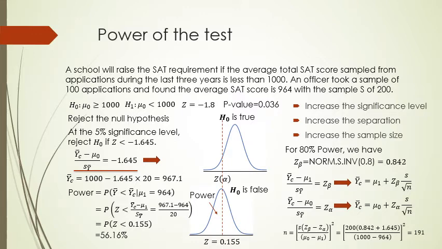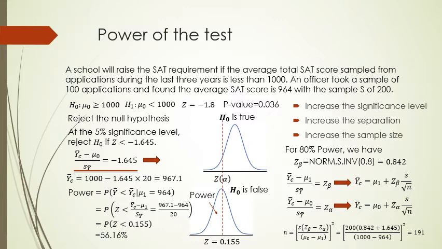So how do we increase the power? In the last slide, we learned we may increase the significance level to increase the power. In this example, if we increase alpha from 0.05 to 0.1, then the red dashed line will shift right and the power will increase. But often we do not prefer to increase the significance level because alpha is the type 1 error rate.